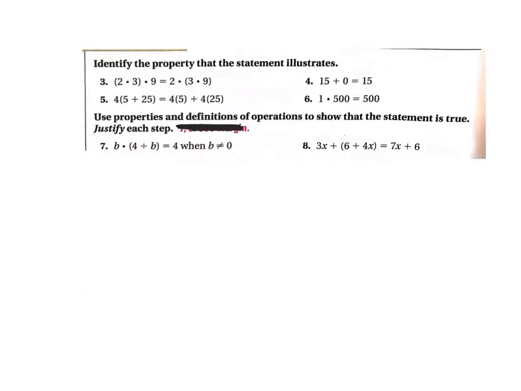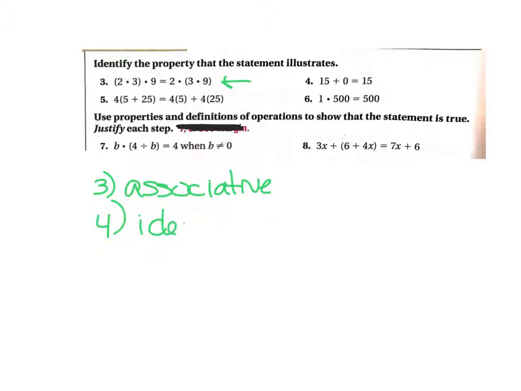So the next set, we're just going to name the properties of what's illustrated. Looking at this one, the only thing that changed on number 3 was what was grouped together. So that's associative. So we just say it's associative property. Number 4, they added 0. The 15 remains 15, so that's an identity. They may want you to write multiplicative identity. Number 5, the 4 is outside the parentheses. If you look what they did, they multiplied it by everything inside. That's distributive.